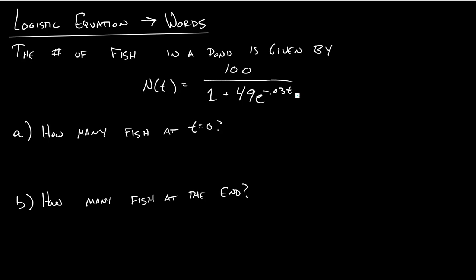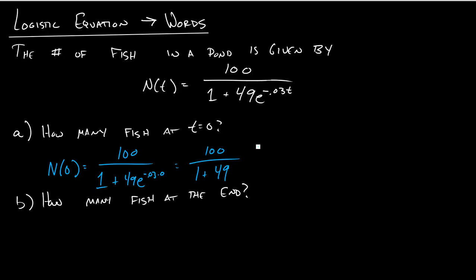Well, remember this equation: we plug in t and it gives us the number of fish, so we can just plug in 0 and we'll get our answer. So N of 0 is equal to 100 divided by 1 plus 49 e to the negative 0.03 times 0, which is 100 divided by 1 plus 49, because e to the 0 is 1. And so then we'll have 100 over 50, and that's just going to be equal to 2. So we start off with just 2 fish.